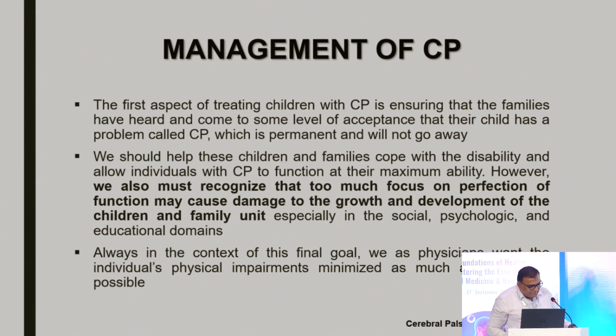Recently, I read these goals in a textbook which I feel are very apt. The first aspect of treating a child with CP is ensuring that the families have heard and come to some level of acceptance that the child has a problem called CP, which is permanent and will not go away. This is very important. I feel in our scenario, this is difficult because most of these families come from lower socioeconomic status. This will take time, but this is very, very important.